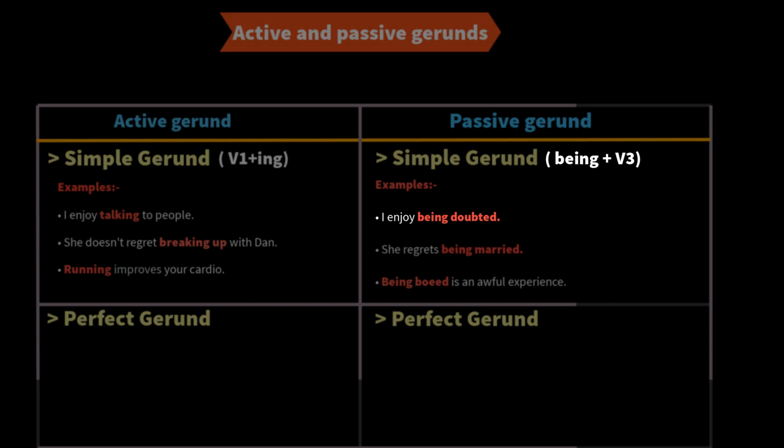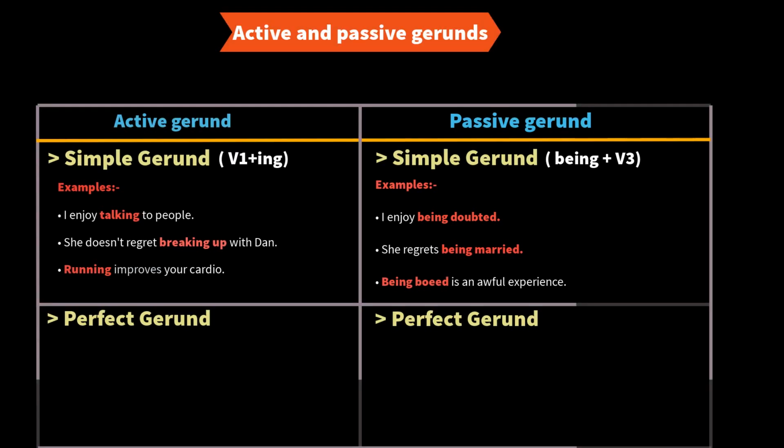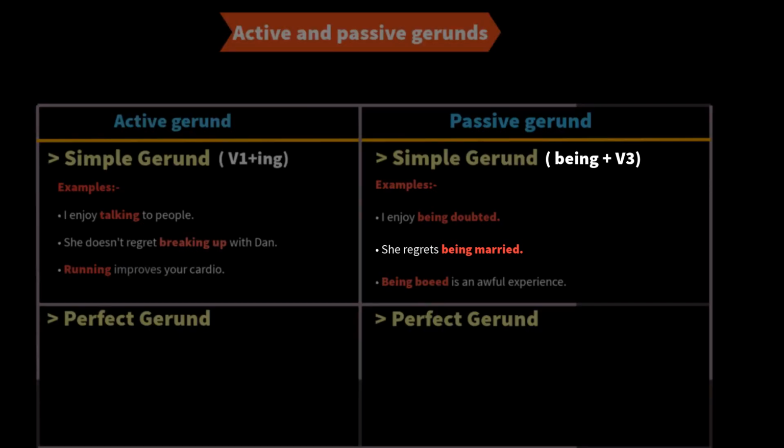So you are just receiving the action of this doubting. Somebody else is doing this action of doubting. You're just receiving it, and hence we need a passive form. That is why we're using a passive form of a simple gerund. Got it? Let's look at the next example then. She regrets being married to you.